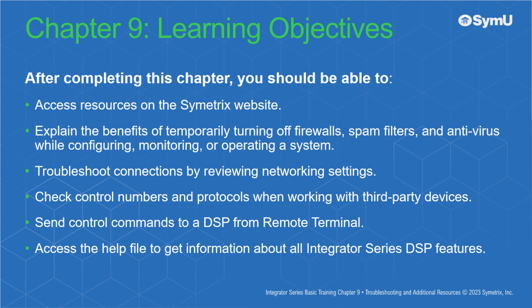After completing this chapter, you should be able to access resources on the Symetrix website, explain the benefits of temporarily turning off firewall, spam filters, and antivirus while configuring, monitoring, or operating a system, troubleshoot connections by reviewing networking settings, check control numbers and protocols when working with third-party devices, send control commands to a DSP from a remote terminal, and access the help file to get information about all Integrator Series DSP features.